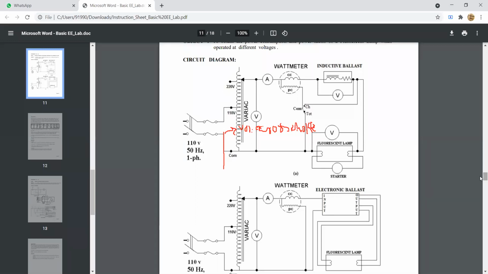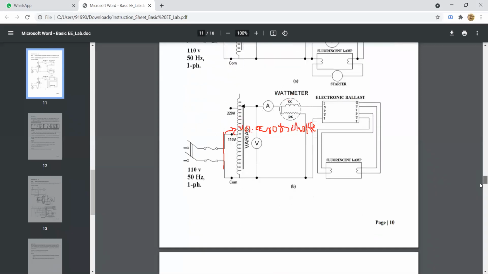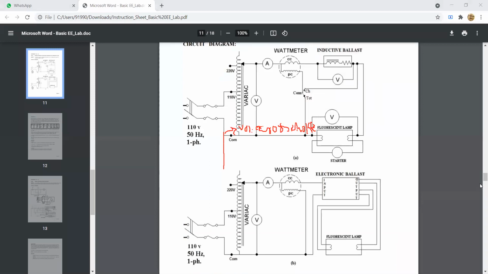Now in the case of electronic ballast, we do not have to go for the full table. We have to do only one row at 230 volts. You have to find out the striking voltage. In a similar fashion, you start increasing the voltage, and there will be a voltage at which the fluorescent lamp starts, and that is the striking voltage.